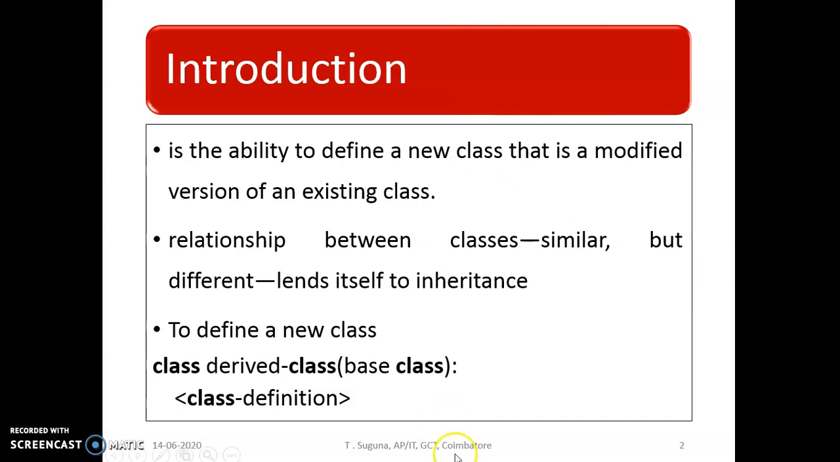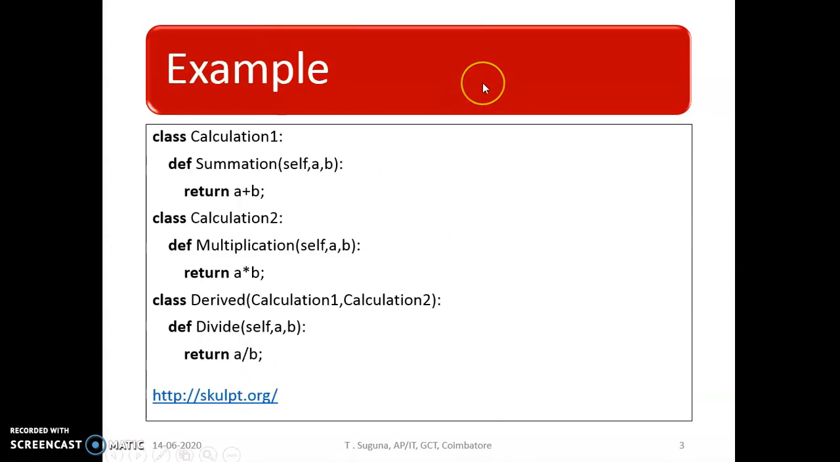To define a new class, we have to follow the syntax. Class is the keyword, then the derived class name. Within parentheses, we specify the base class name, ended by a colon. In the next statement, we use a set of executable statements that define the data members or attributes and methods or member functions of a class. This is a simple example for inheritance.